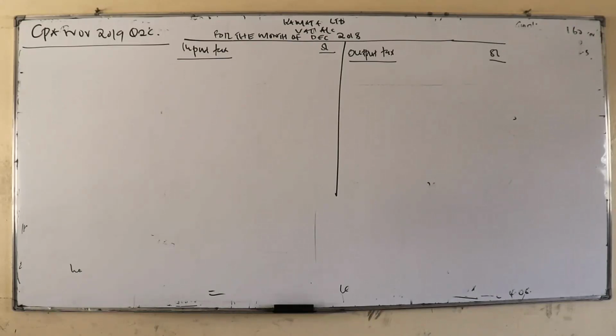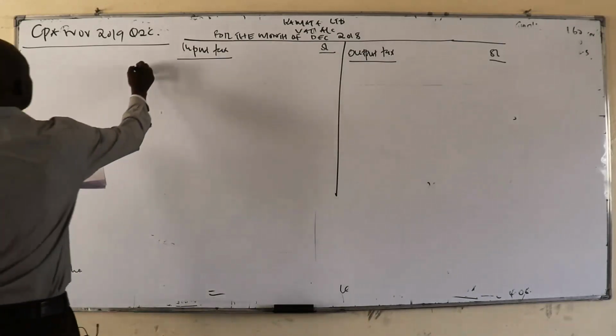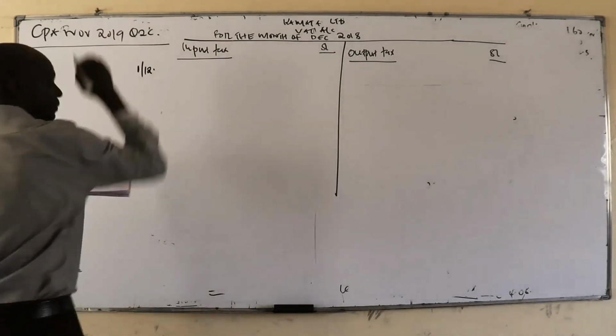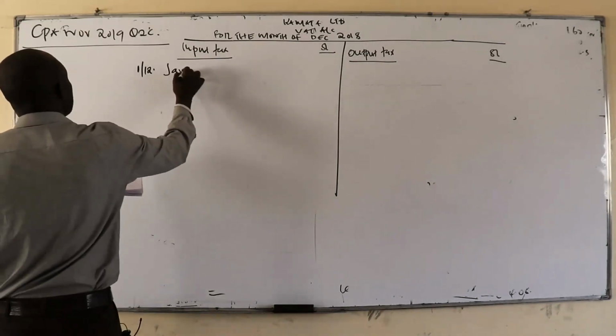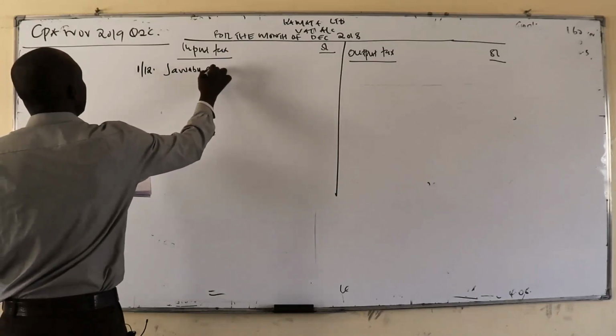So we check which one was the first. When I see there, the first transaction was December 1st. So they purchased. You write here 1st December. You write the date. So they purchased from who? Jawabu Enterprises. You write here Jawabu Enterprises.